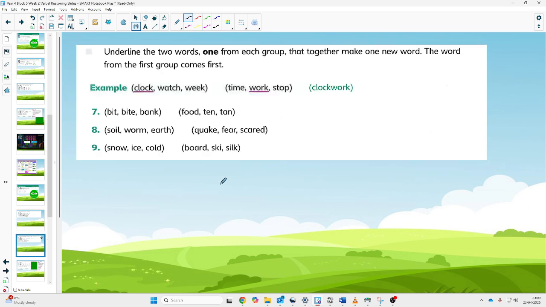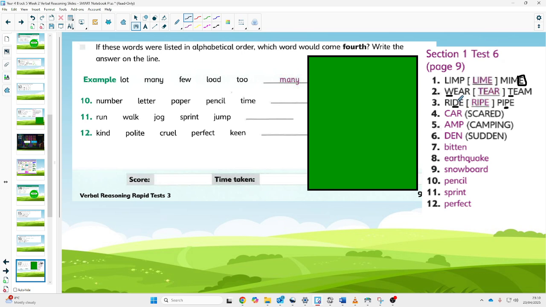Moving on now to these questions. These are the compound words. So we've got to work out which two words go together to make one. And we've got bit and ten for bitten. We've got earthquake, and that was one of the ones, of course, we had a little activity earlier. And number 9, it's snowboard. So going back to your answers here, you can go down and check.